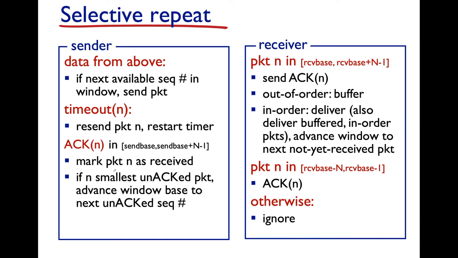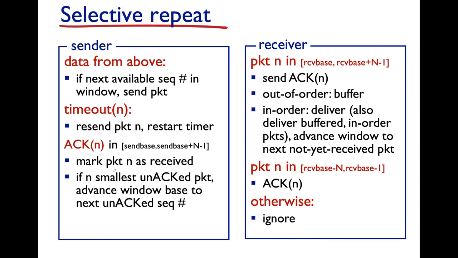So it's only if you don't have gaps, the smallest unACKed packet, that you use to advance the base of the sender window. And so for the receiver, you check to see if the packet is in the receive window. And if it is, you send the ACK for it. And if you have an out-of-order packet, meaning not the next one in sequence, then you buffer it, you store it. If you have packets that are in order, what do you do? You deliver them. You also deliver what's buffered. You deliver the contiguous sequence of packets in the receiver window.